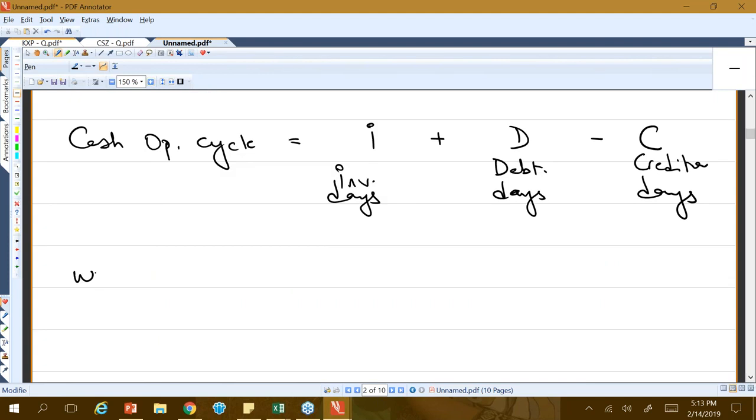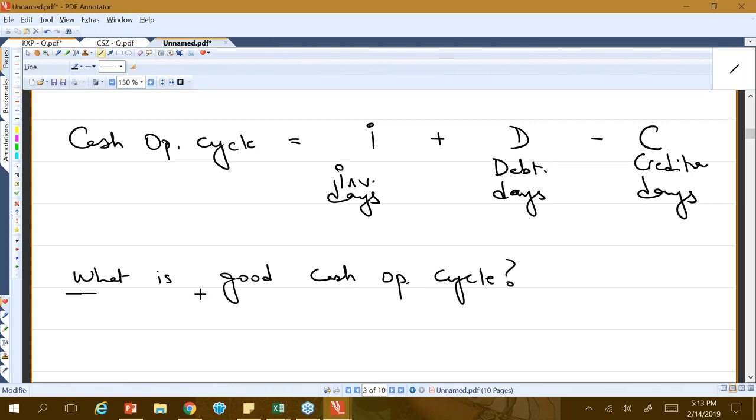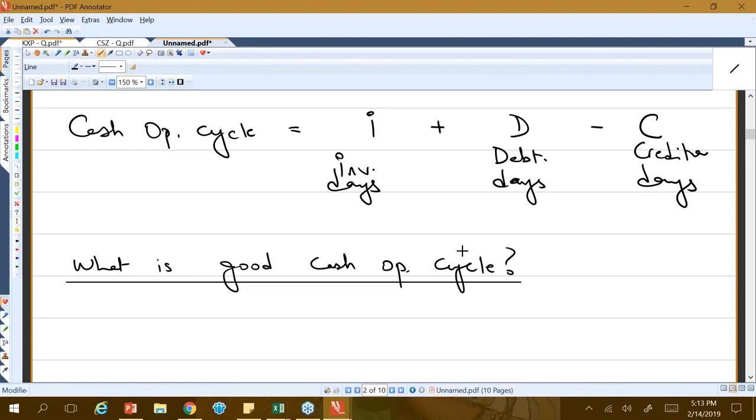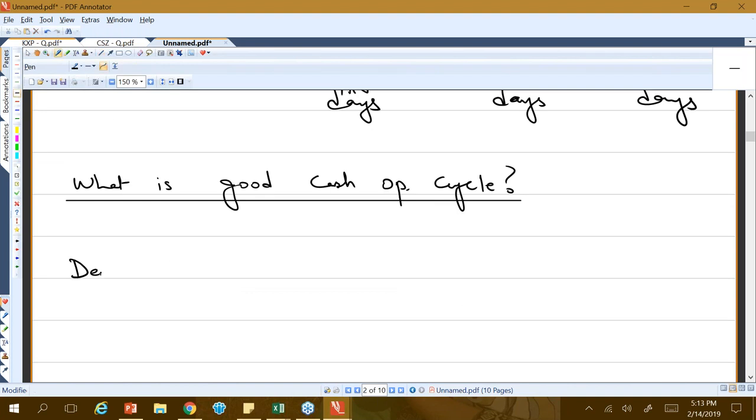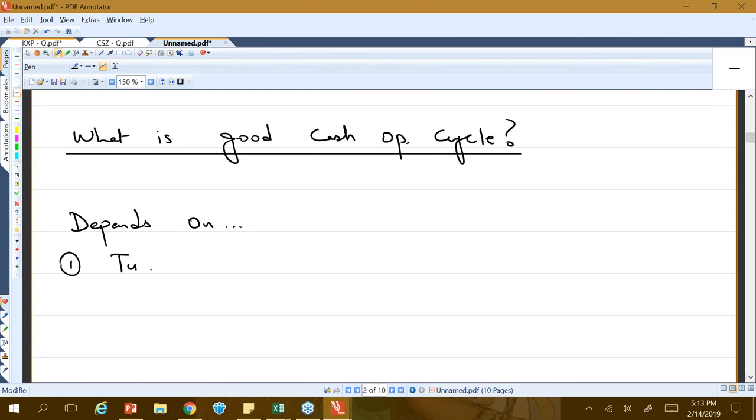So what is a good cash operating cycle? Well, it is not easy to answer this question because it depends on a lot of things. The things it depends on, number one, the type of business you are, i.e., are you a retail business or business to business, B2B?